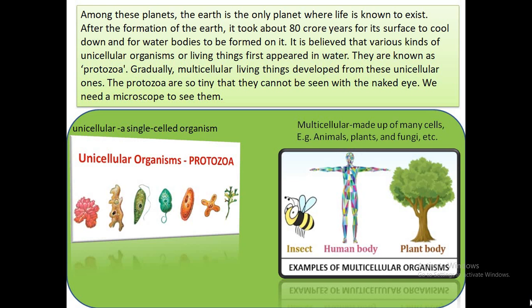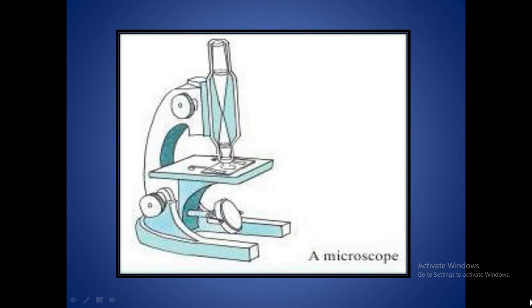So when water bodies were formed, slowly the unicellular organisms also started appearing in water. Unicellular organisms are very small organisms which are made up of a single cell. They cannot be seen by our naked eyes. We have to see them with the help of a microscope. And from these unicellular organisms, multicellular organisms were formed. It took many years for this to happen. This is a microscope. You must have seen this in a science laboratory.